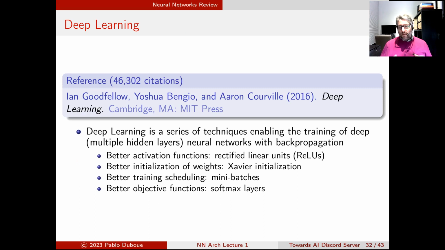Okay, so that's neural networks in general. Then we have the concept of deep learning, which is a series of techniques that enable the training of neural networks with multiple hidden layers using backpropagation. And this is achieved through the use of better activation functions like the rectifier linear units, better initialization of weights, better training scheduling like mini batches, and better objective functions like softmax.